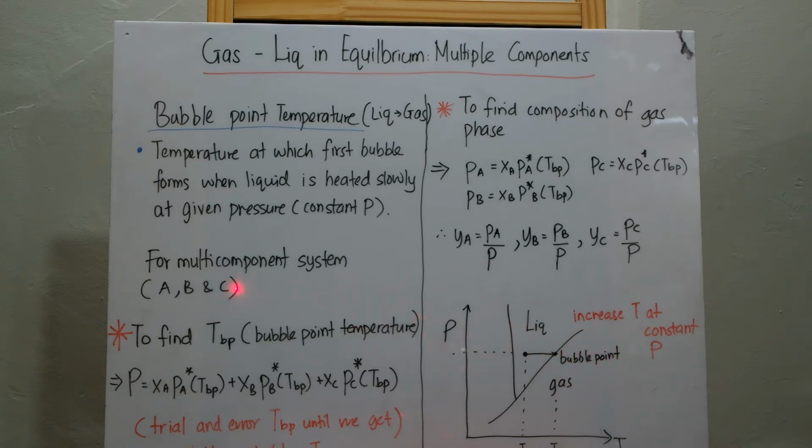Now remember, our liquid contains A, B and C components. To find the bubble point temperature for this liquid system with A, B and C components, we have to use this equation. Remember, P of the system is equal to the sum of the partial pressures of all components in that system. We use P of the system because, to find the bubble point temperature, we already know our P, and our P has to be fixed.